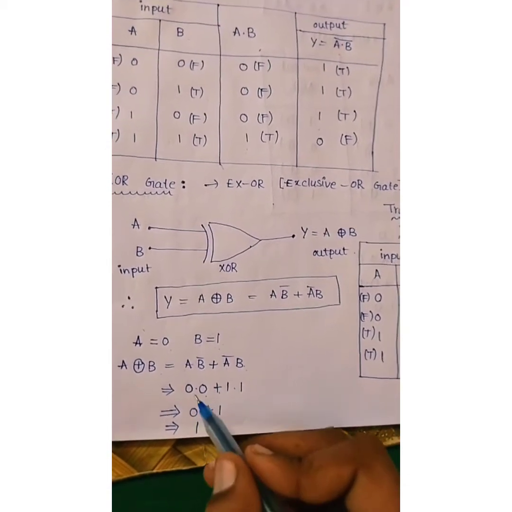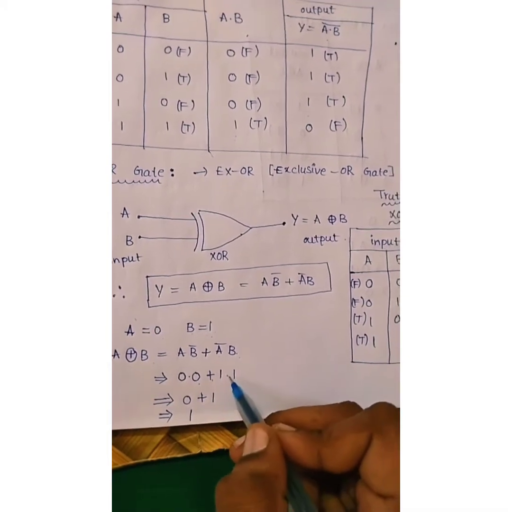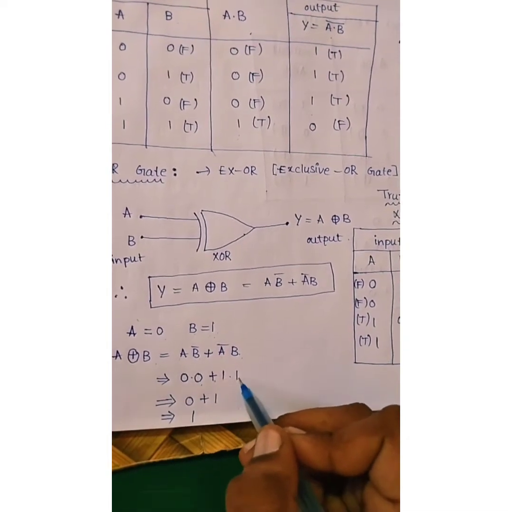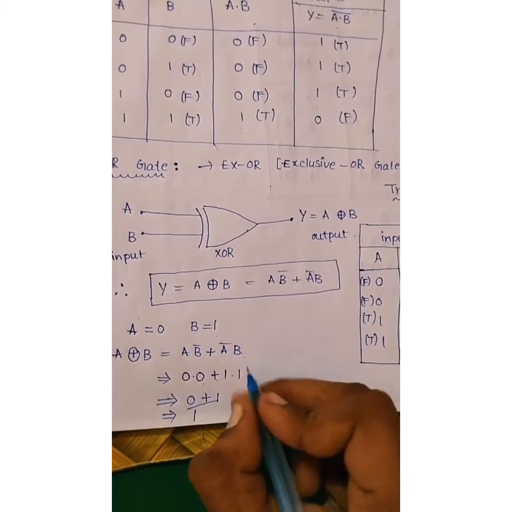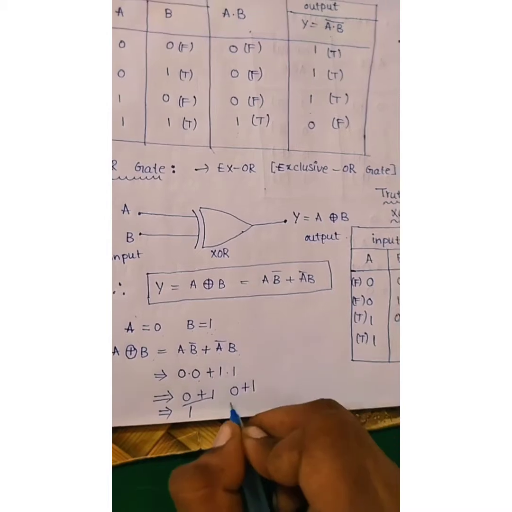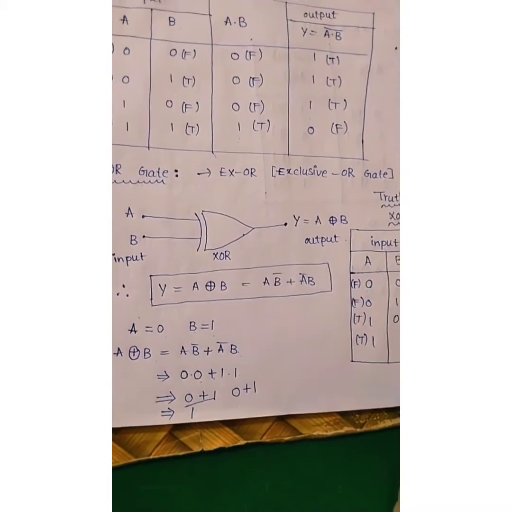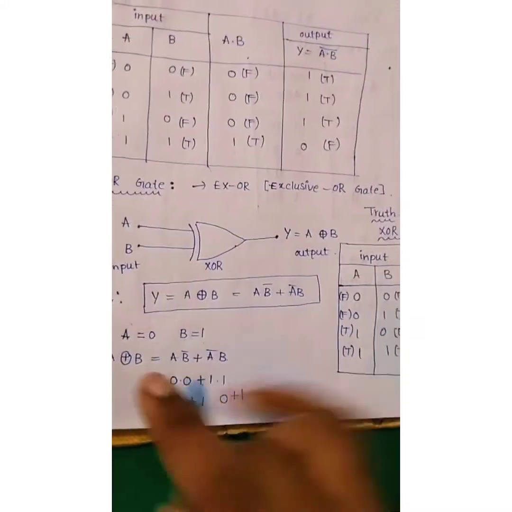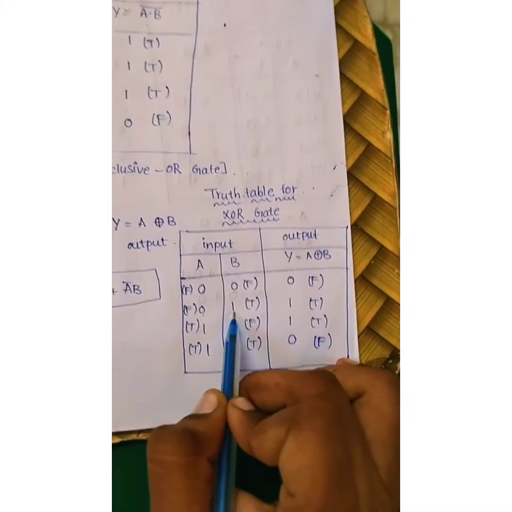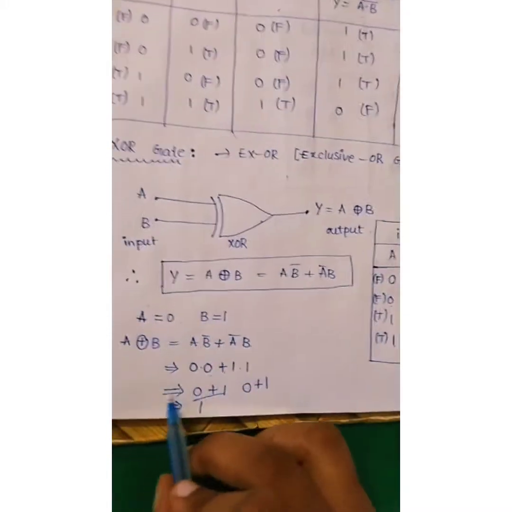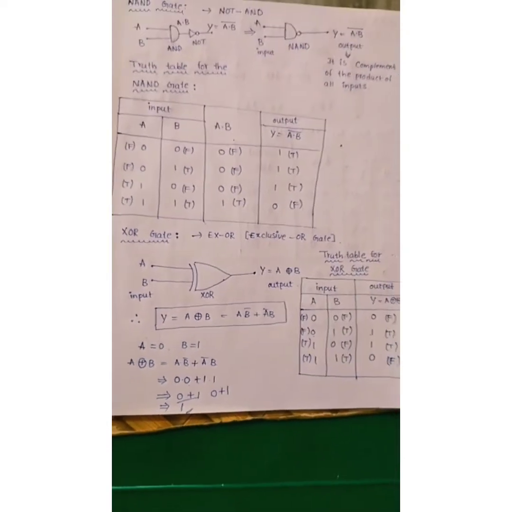Next we solve the AND operation here. 0 into 0, 0. And here also we perform the AND operation, 1 into 1, 1. So here we perform 0 plus 1, which means the OR gate. 0 plus 1 equal to 1. Now we see in this truth table, A equal to 0, B equal to 1, output comes 1. Here also output is 1. So this is the EXOR gate.